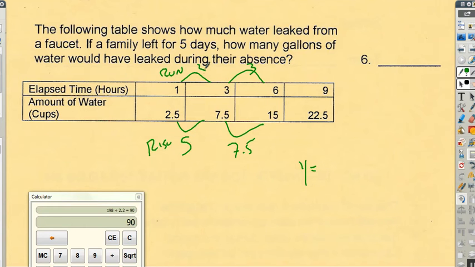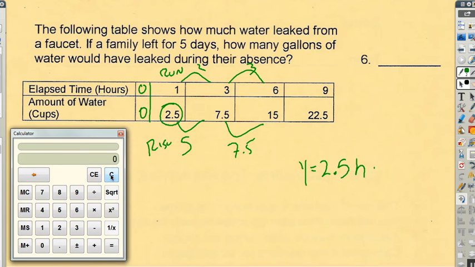What is our slope? Well, rise over run, 5 divided by 2 is 2.5. And as luck would have it, it's there too. All right. And that's times the hours. And if I follow this pattern backwards to 0, I would get 0 cups leaked. So plus 0, I don't need to write plus 0. So now we have the last piece.